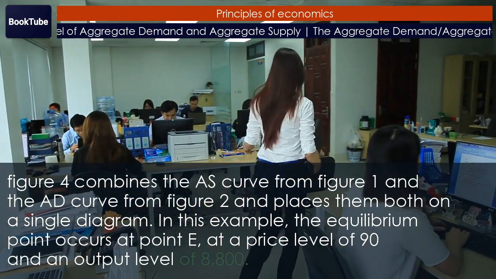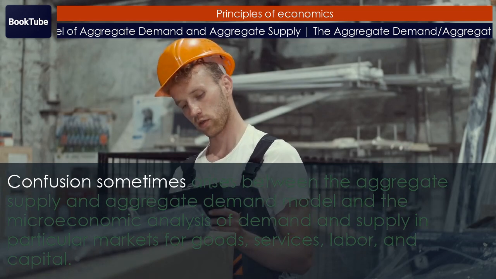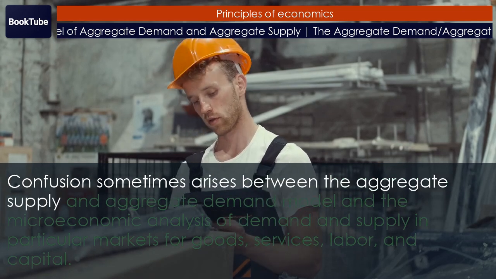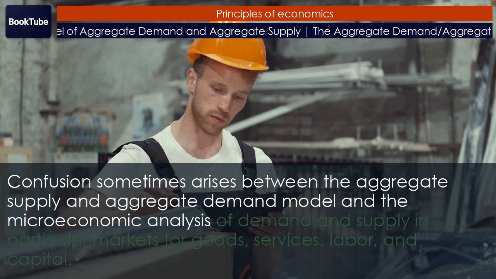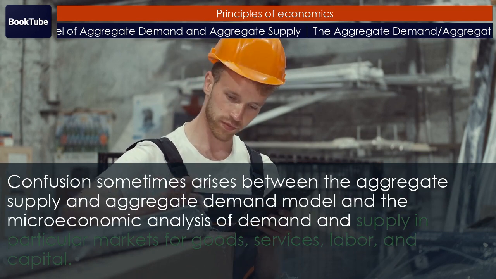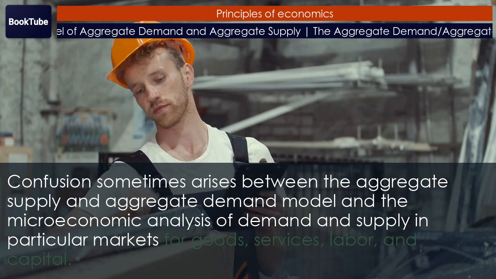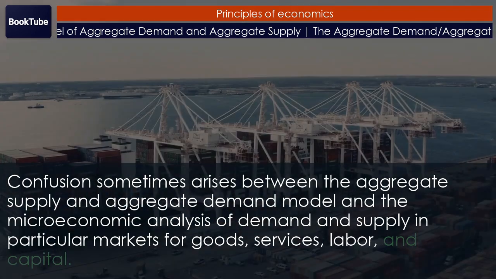Confusion sometimes arises between the aggregate supply and aggregate demand model and the microeconomic analysis of demand and supply in particular markets for goods, services, labor, and capital.